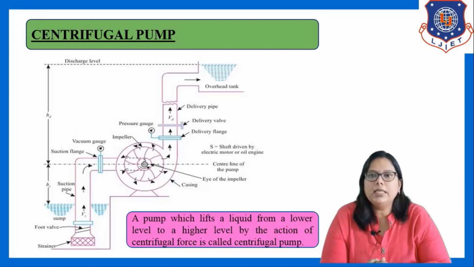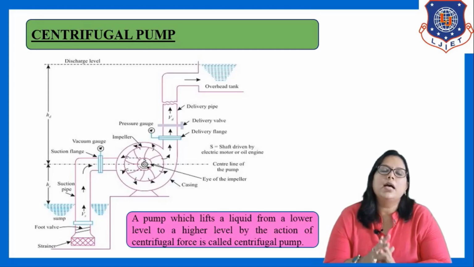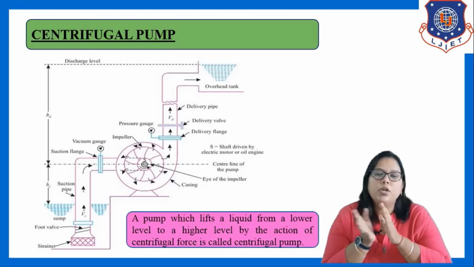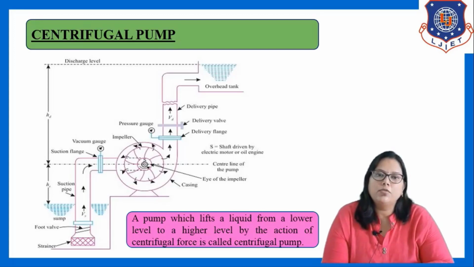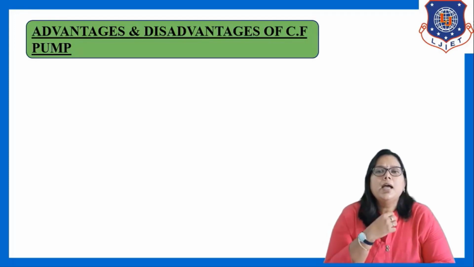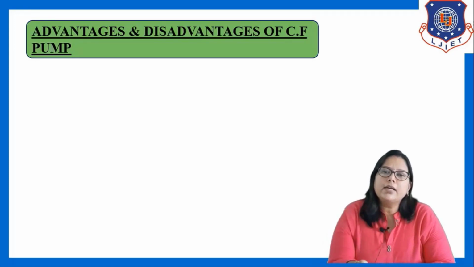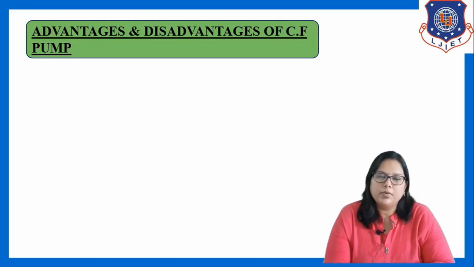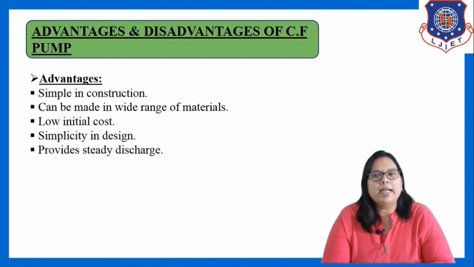I hope the working and construction of the centrifugal pump is clear to all, because it is very important. In many chemical industries, the centrifugal pump is used for transportation of liquid from a lower level to a higher level. Now let us see the advantages and disadvantages of the centrifugal pump. First, let us take the advantages.